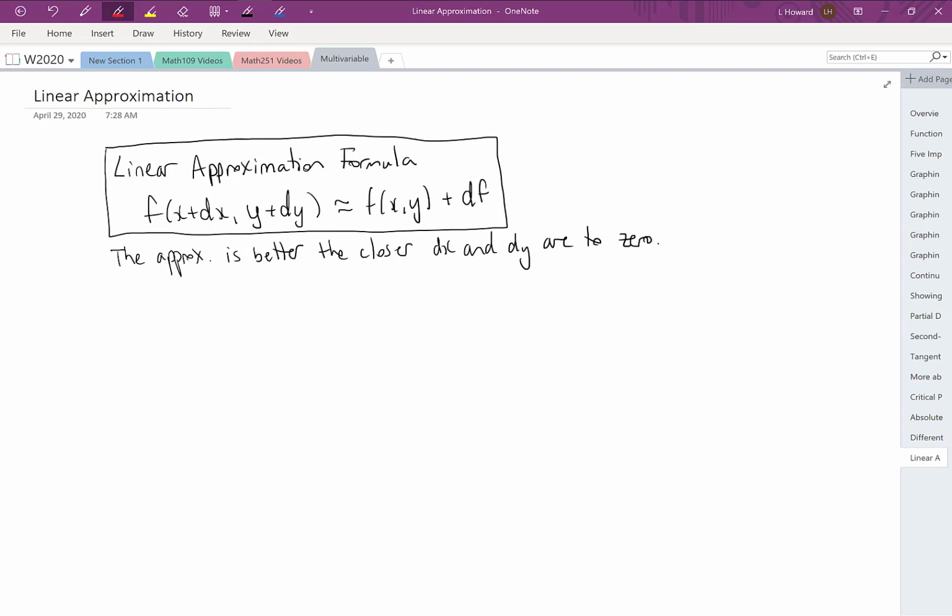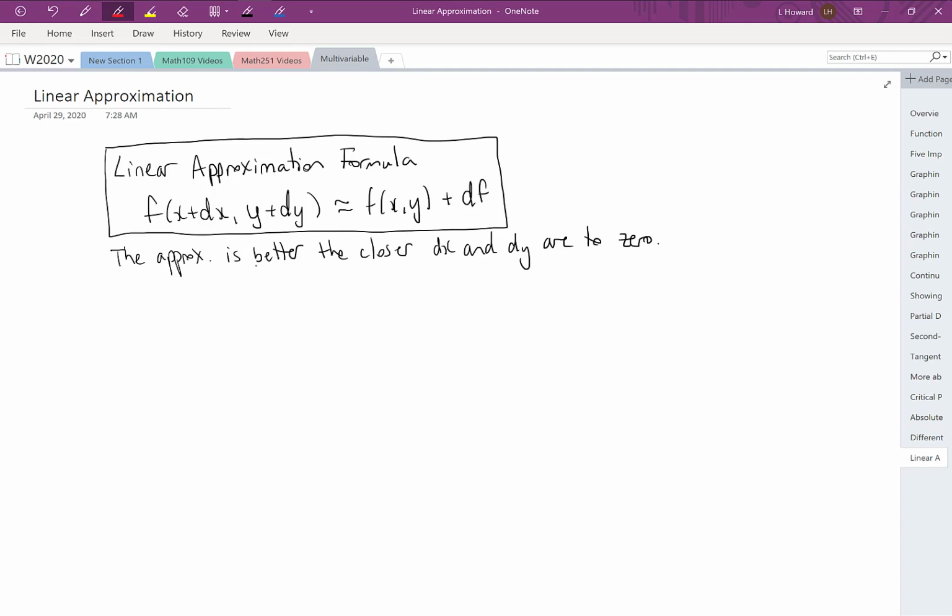In this video, we're going to look at linear approximation. So let's start off with the linear approximation formula. It says f of x plus dx, comma y plus dy is approximately equal to f of xy plus df. This df here is the differential of f, and it's helpful to have watched the previous videos on differentials before we jump into this linear approximation process.